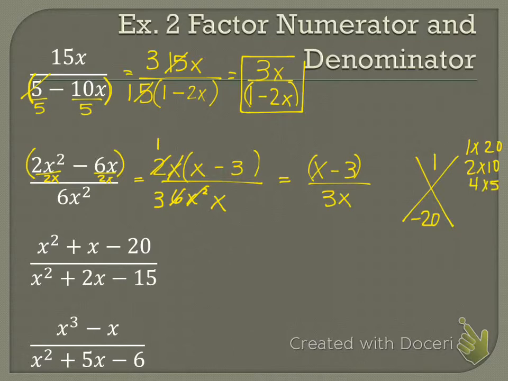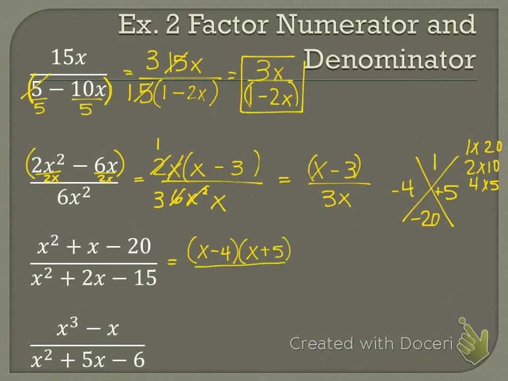Which ones subtract to give me 1? 4 and 5. What are 4 and 5 signs? 4 is negative and 5 is positive. Very good. Why is that, Valentina? Because negative 4 plus 5 equals 1. And if you multiply negative 4 and 5, they equal negative 20. Perfect.